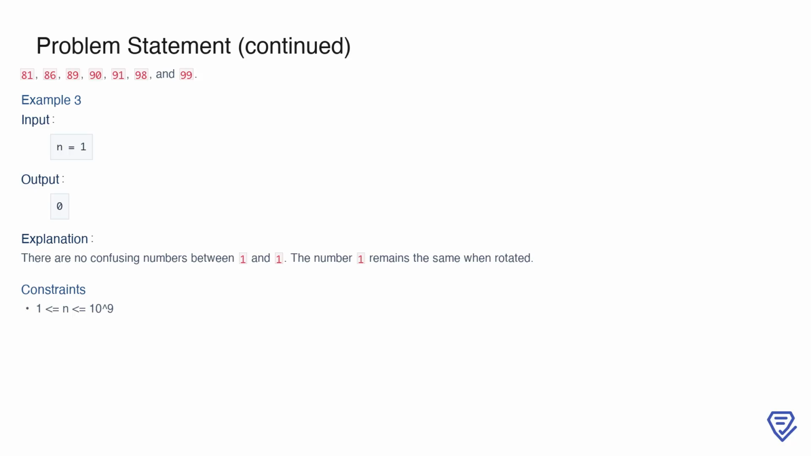Finally, let's examine a simpler case where n equals 1. Here, there are no confusing numbers because the number 1 remains the same when rotated, and therefore does not meet the criteria for being confusing.